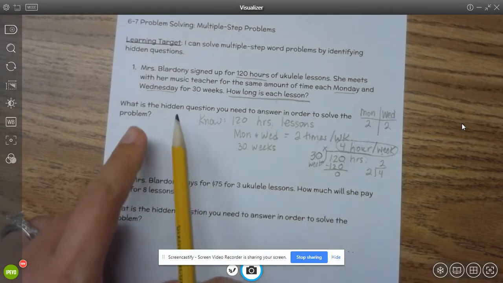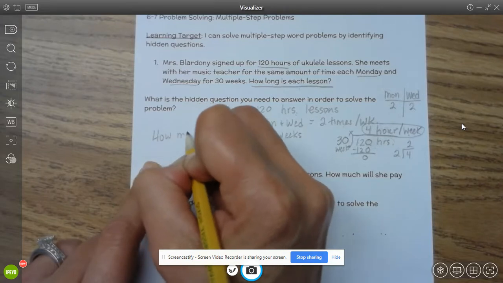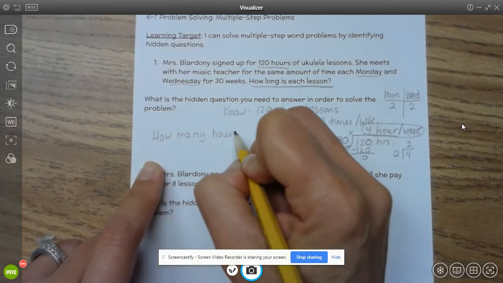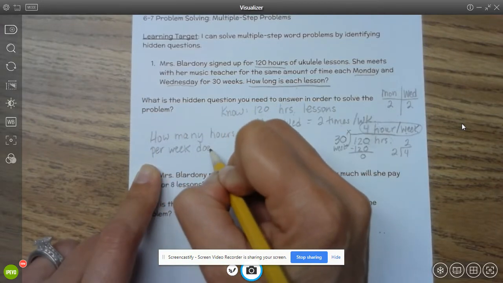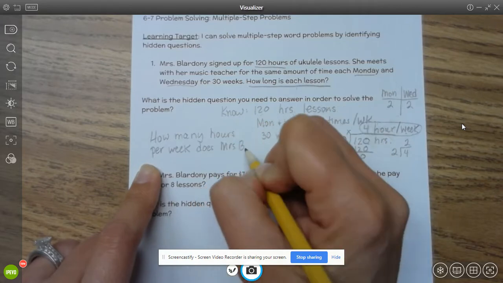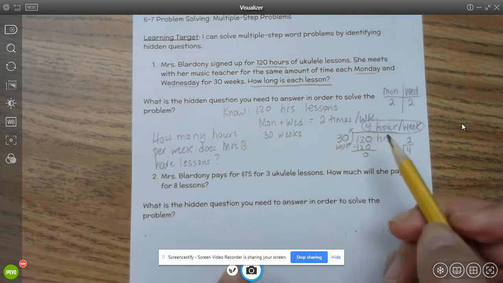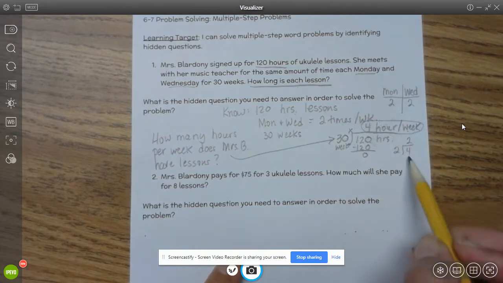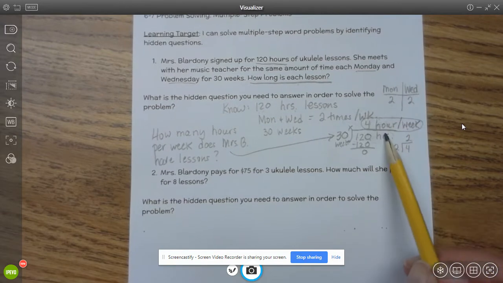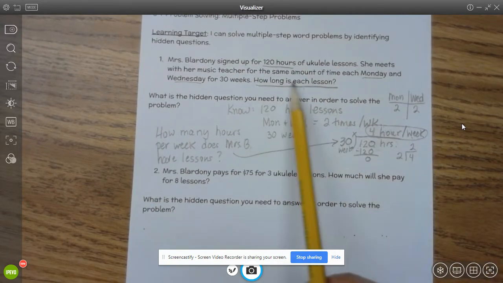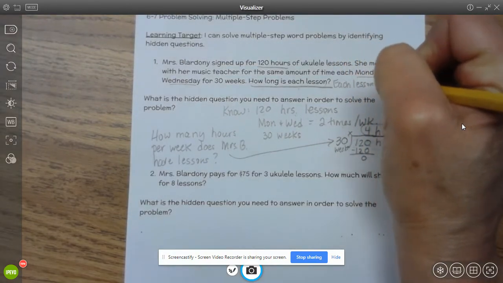That gives me my 4 hours per week multiplied by 30 weeks, which is going to give me my 120 hours total. Okay, so my hidden question was I had to figure out how many hours per week Mrs. Blardoni has lessons. That is what I had to figure out in order to get to my 2 hours per day for my week. Okay, so how long was each lesson? My answer is each lesson is 2 hours.